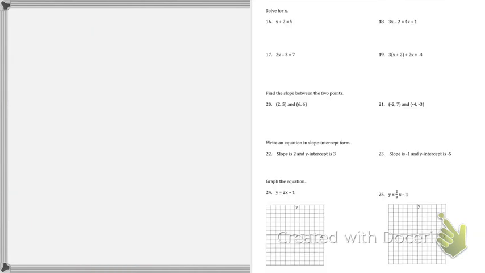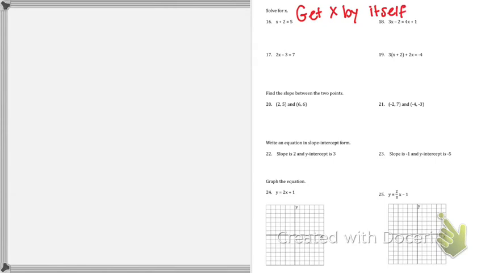All right, next we are going to solve some equations, okay? So we're going to start with number 16. Number 16 is a one-step equation. So above where it says solve for x, I want you to write the words get x by itself. Okay.